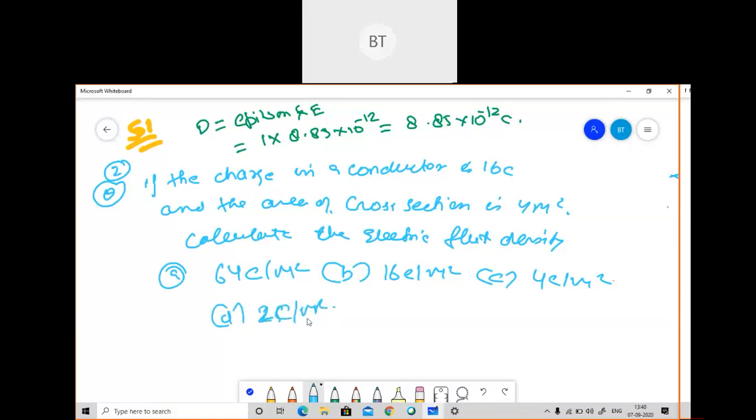So charge is given as 16 C, and area of cross section is 4. So C. Yeah, correct. See how simply C has solved. Very good. So we know that D is equal to Q by A. So Q is given as 16, A is 4. So what we will get? 4 coulomb per meter square. C is the correct answer. So if you can solve the GATE problem like this, just apply the basic thing which we have learned here.